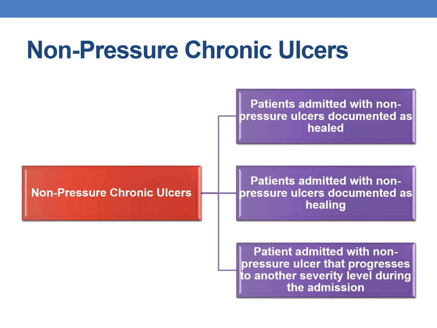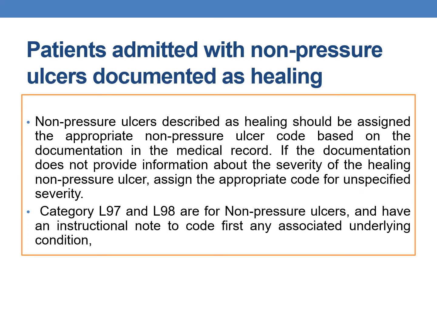Three guidelines. So let us first discuss patient admitted with non-pressure ulcer documented as healed. For healed, it is clear that you should not code the ulcer code. You need to code Z09 followed by a personal history code. Now coming to the next guideline, patient admitted with non-pressure ulcer documented as healing.